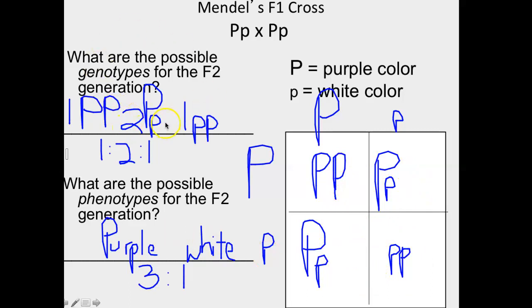You can think of the genotype the same way. If you had 100 flower offspring, you would have 25% being homozygous dominant, 50% of them being heterozygous, and 25% of them being homozygous recessive. Okay?